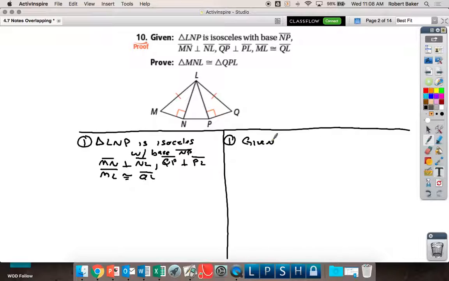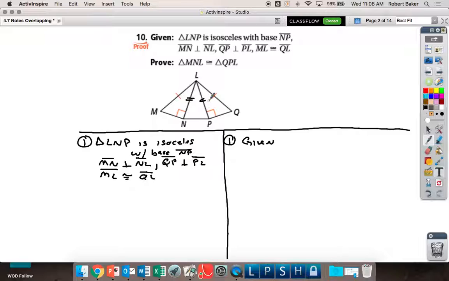Given. So to use a plan, what do I have right now? Or what has it told me right now? Go ahead, Blake. So line segment LP and line segment LN are congruent. Okay, it hasn't told me that. Yeah, but we can infer that. We can justify that because it says it's an isosceles triangle. So that's a good thing.